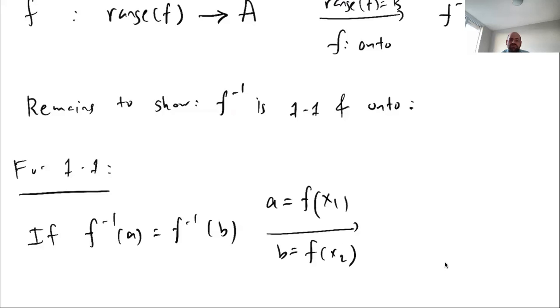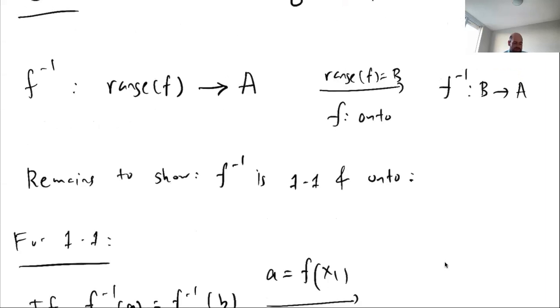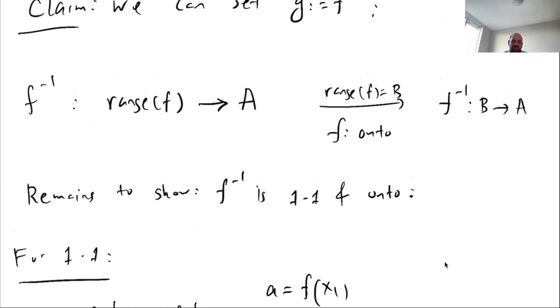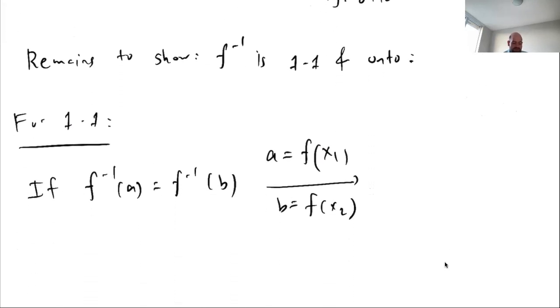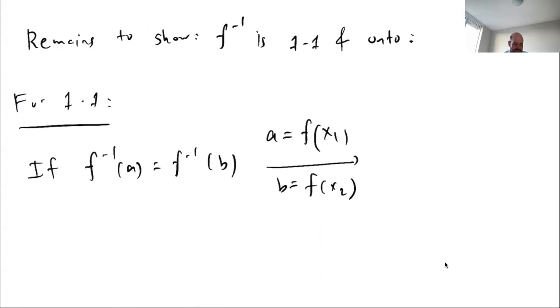F inverse of A equals F inverse of B. I can assume that A is equal to F of some x1, because where is A and where is B? A is an input for F inverse. The input for F inverse is an output for F, remember? So A is an output of F, therefore it can be written as F of some x1. Similarly, B can be written as F of some x2. Now F inverse of A would be x1. So then x1 equals x2.